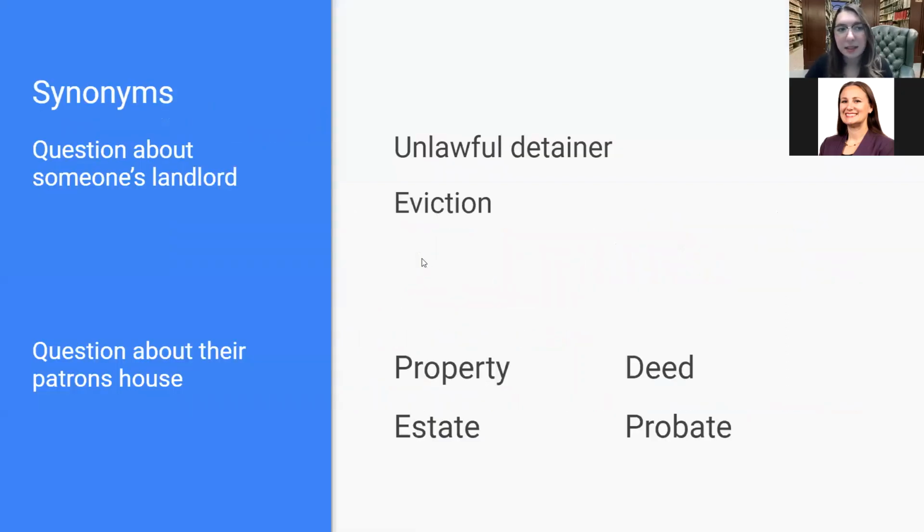So some synonyms, like I said earlier, if someone has a question about their landlord, you can use the search terms like unlawful detainer or eviction. If someone has a question about their parents' house, you may use the words property, deed, estate, probate. House is a common word that we use in everyday life. However, legally or in our search terms, we can use these legal terms to yield more results and maybe find what we're looking for.